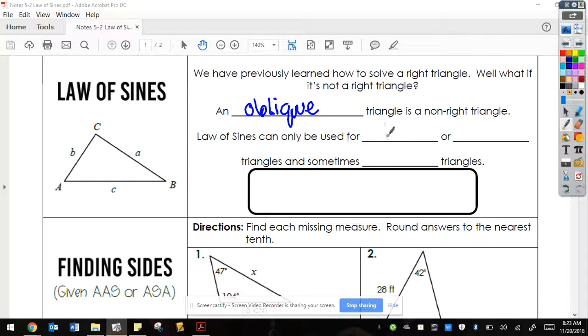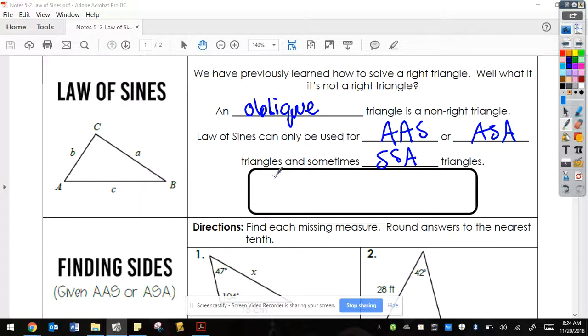Now, law of sines can only be used for angle, angle, side, or angle, side, angle, where the side is next to two angles or the side is between the two angles, okay? And sometimes we can use it for SSA triangles, okay?